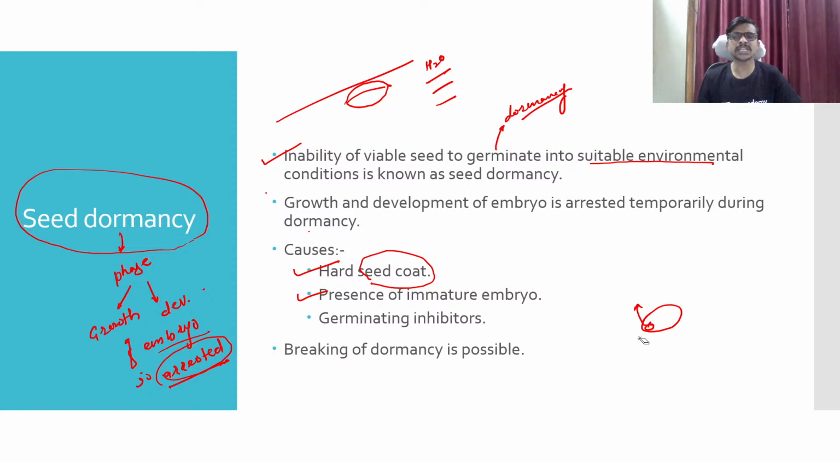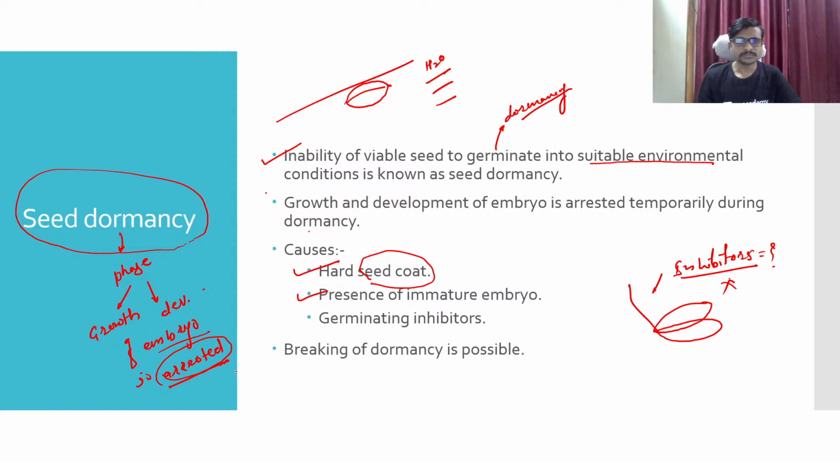Germination is a process, guys. It is controlled by different types of chemicals and hormones. It may be inhibited. So this germination process may be inhibited, and if inhibitors are present, it will definitely block the process of germination.